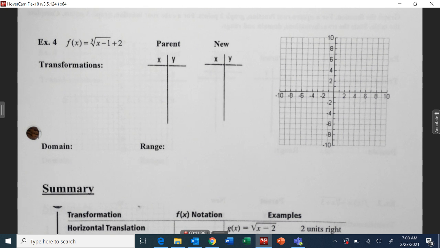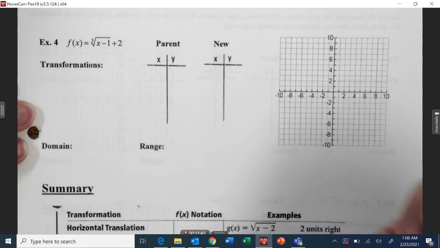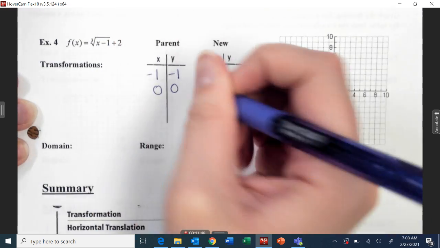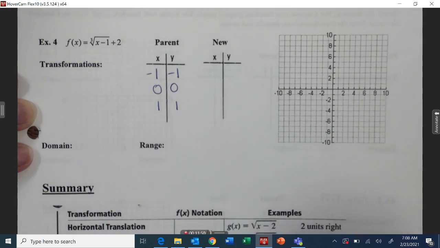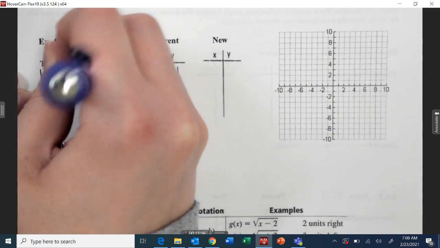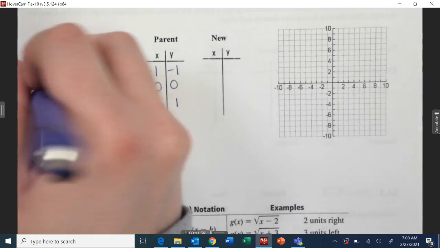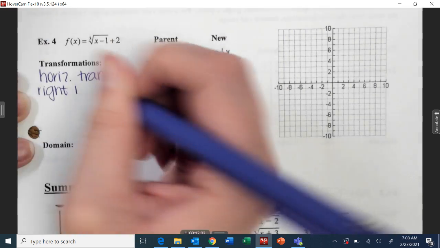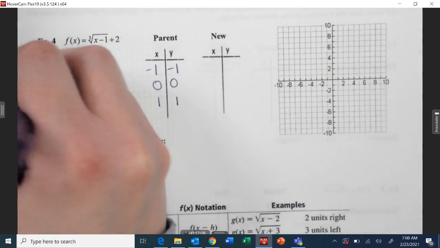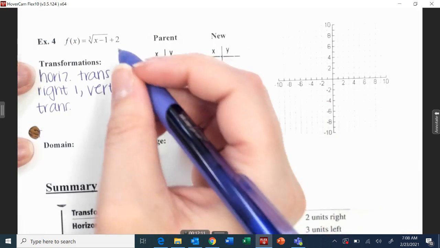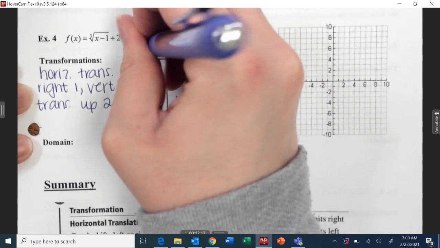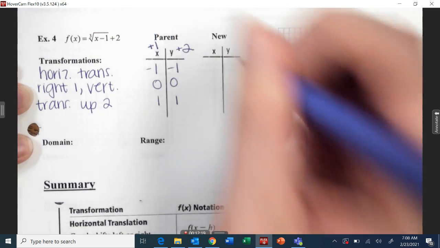All right, last example, this time using the cube root function. Now, because it's cube root, we want to start with 3 parent points. So (negative 1, 0), (0, 0), and (1, 1). This minus 1 is on the inside. It's a horizontal translation. It's counterintuitive, so I'm going right 1. That 2 is on the outside. It's a vertical translation. It's what we expect, so we are going up 2. That means to the x's I'm going to add 1. To the y's I'm going to add 2.